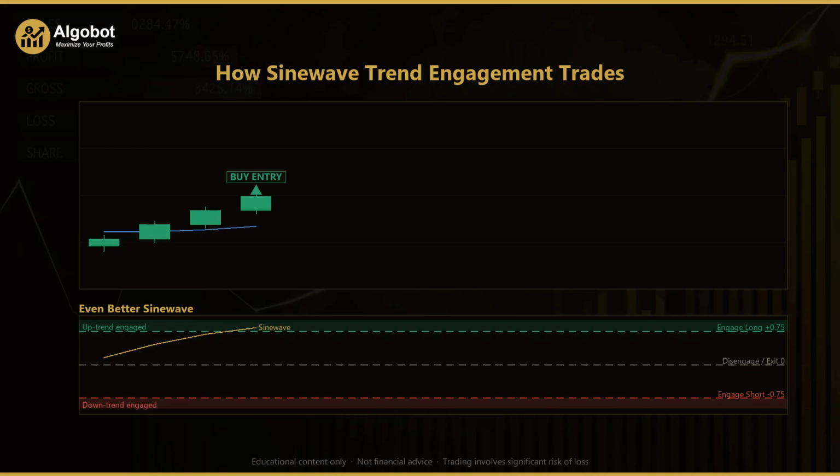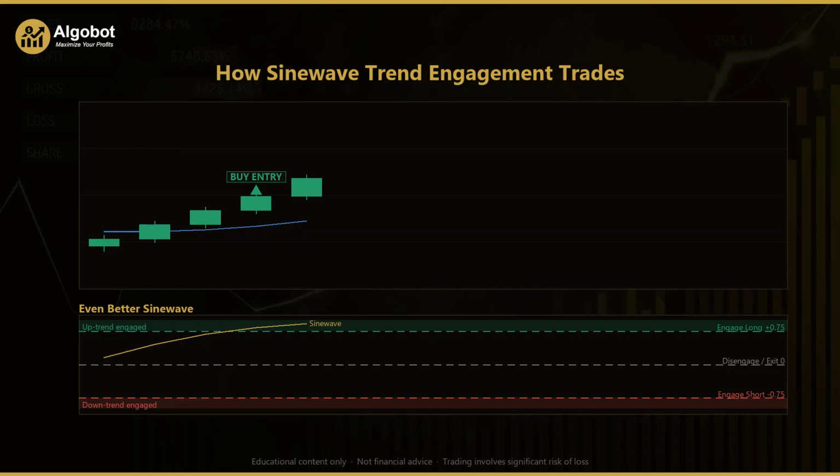We begin on the left with a market that has been drifting quietly. The first two candles are small, and the wave is sitting low, rising gently from around 0.15 toward the middle of its range. There's no trend engaged yet, so the strategy simply waits. On the third candle, price begins pushing higher, and the wave climbs to about 0.68, right beneath the threshold.